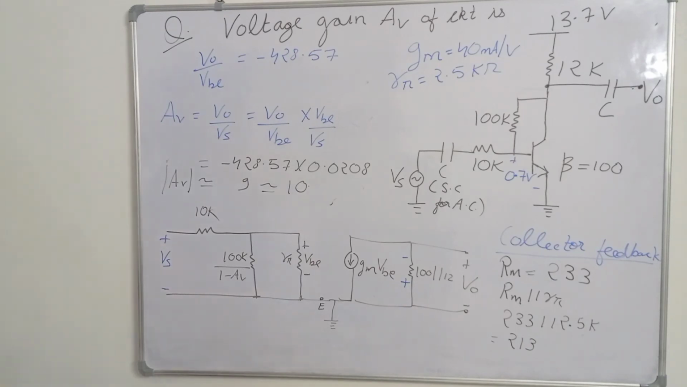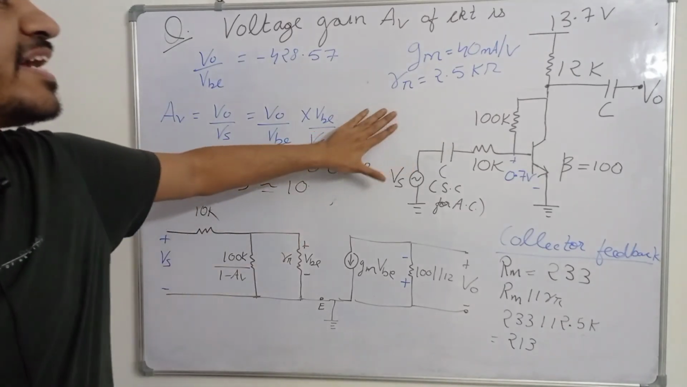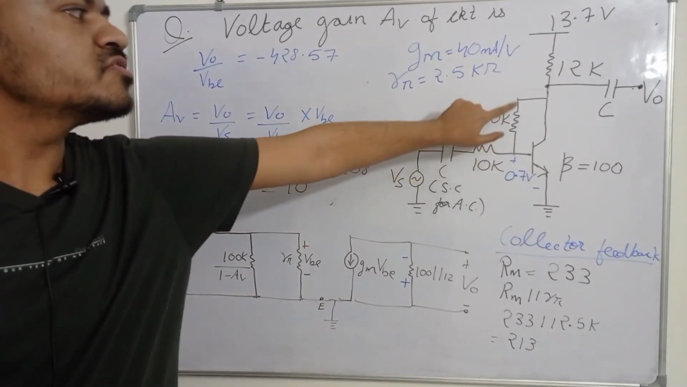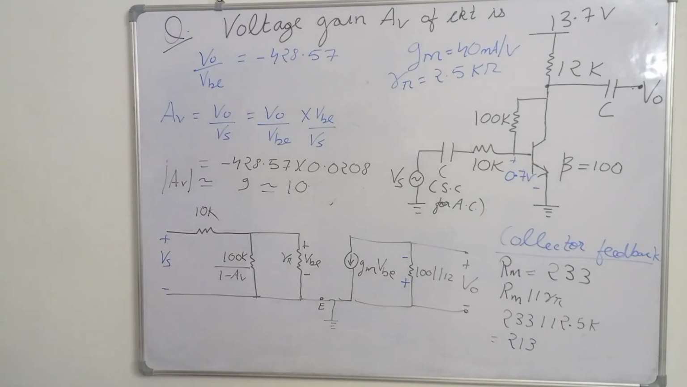So this was a very good question. Many concepts were involved in this. First we had to do DC analysis, then we also had to do AC analysis, and the AC analysis was complicated by this resistor. So we had to simplify this with the help of Miller's theorem, and also simplify this circuit. This was a very good question, and it covers a lot of concepts of a transistor amplifier.